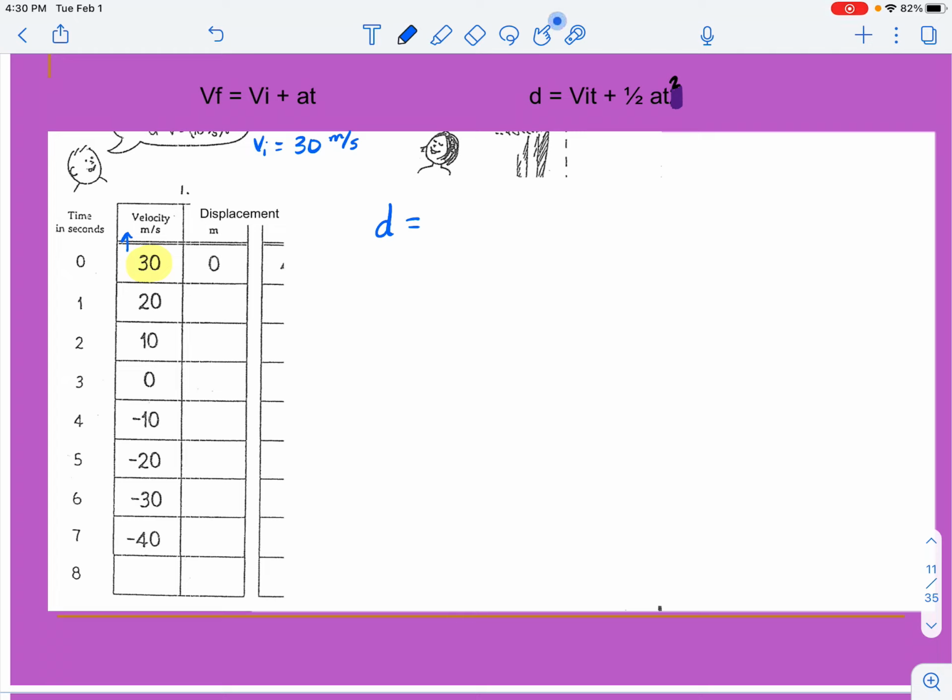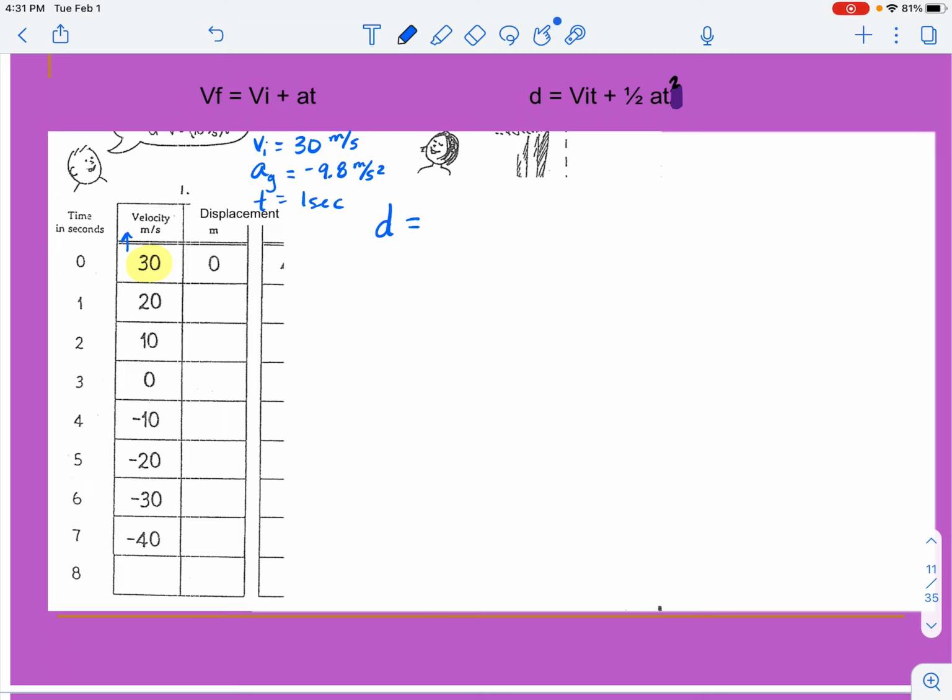This object is moving vertically through the air. It is going to be affected by gravity. So the acceleration caused by gravity is a negative 9.8 meters per second squared. And then we are going to figure out what is the displacement after 1 second of time. So I'm going to go ahead and list a time of 1 second.